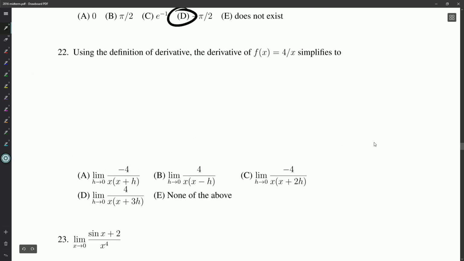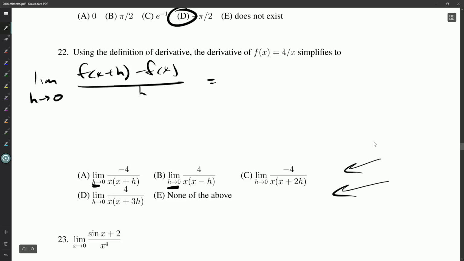All right, 22. Using the definition of the derivative, f of x equals 4 over x simplifies to... Alright, we have a whole bunch of first principles derivatives here, and they all look like the h goes to 0 kind. Well, I know my function, so we can just plug it in. Now, this doesn't look like any of my answers below, but that's okay.